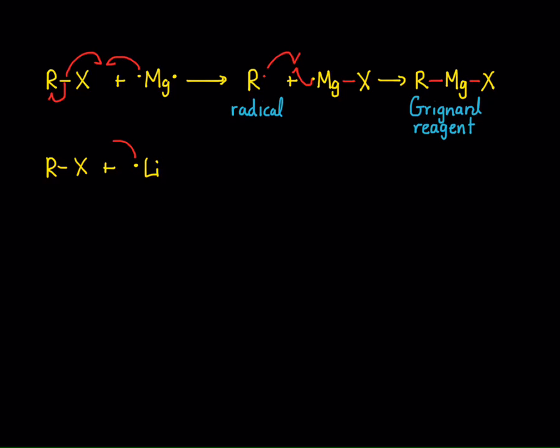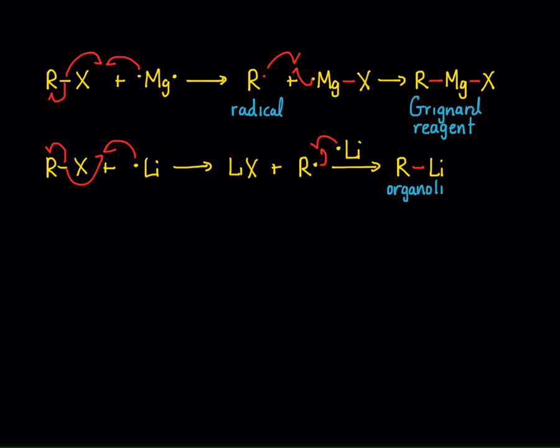Now, to make our organolithium reagent, we take an alkyl halide plus lithium, but lithium only has one electron, so it donates its electron just like we saw before, and that lone electron goes on to my carbon, and I get a lithium halide salt, plus my radical. And now I need to react that radical with another equivalent of lithium. So this is where the two equivalents of lithium come in. And I form my carbon-lithium bond, and it results in my organolithium reagent.